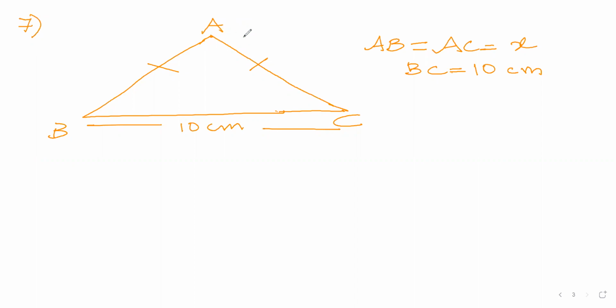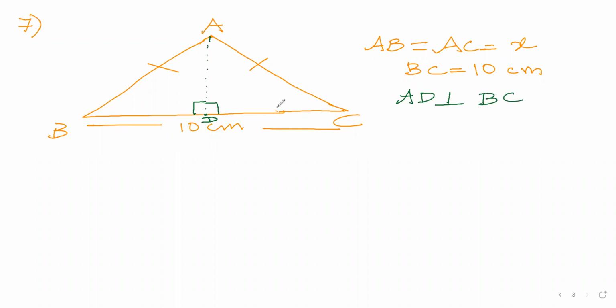Now, from the vertex, I'm going to drop a perpendicular. Technically, I would be calling it the altitude. You can see the green dotted lines. So you can see I've dropped a perpendicular. I'll call this point D. So AD is perpendicular to BC.